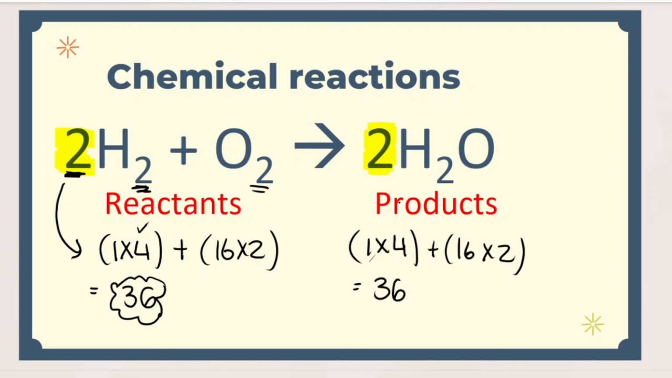Now I did the same for my products. Again, 1 times 4, that is the mass of my hydrogen in my products, 2 times 4. And then for my oxygen, remember that 2 applies to that oxygen as well. So 2 times 16 is 32 plus 4 is 36. There we go. The mass of my reactants is the same as the mass of my products. So that is why we balance.